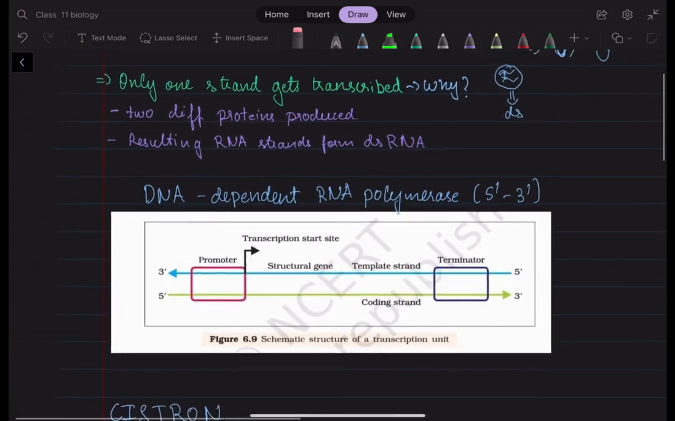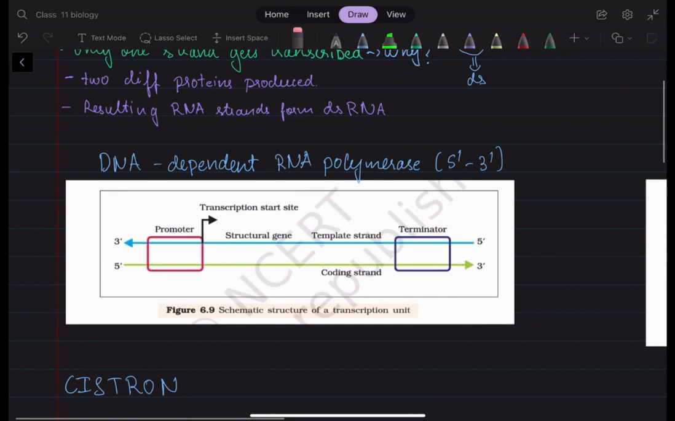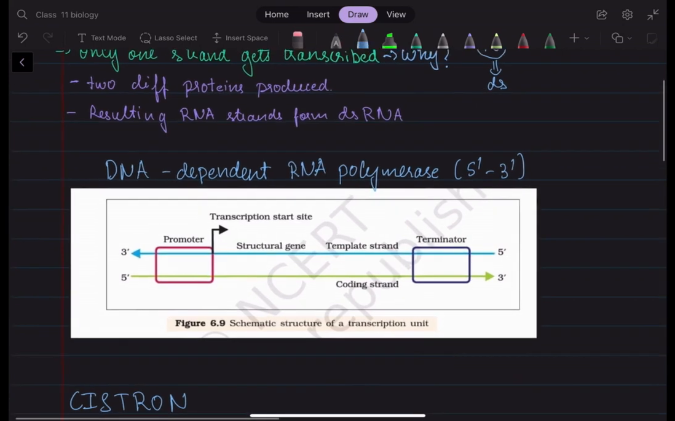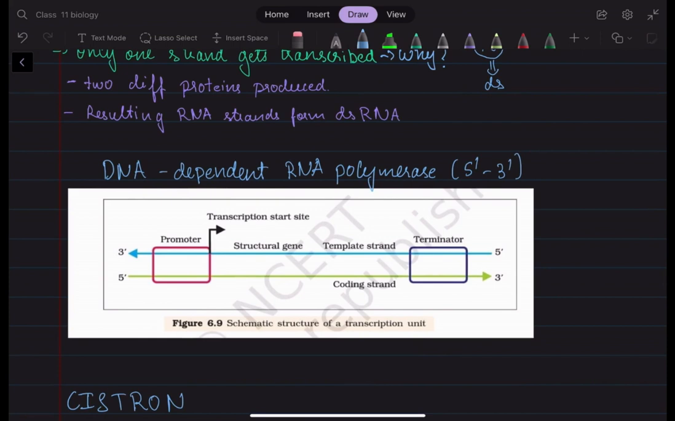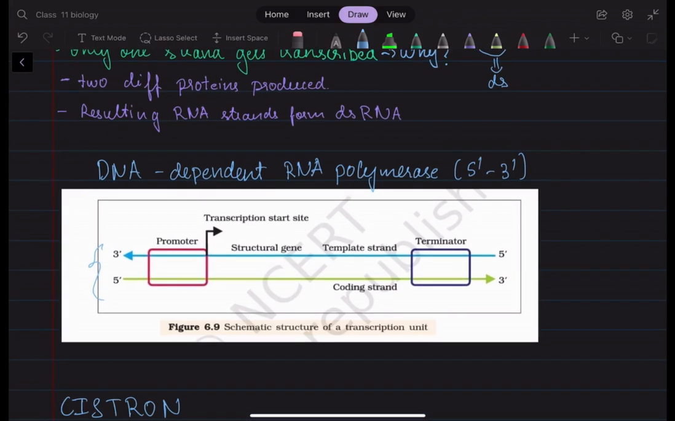To understand transcription, we need to understand the transcription unit. A transcription unit contains three things. This is basically the double-stranded DNA which is going to get transcribed. In this DNA we have a promoter site, we have a structural gene, and we have the terminator site. So we have three parts to this transcription unit.